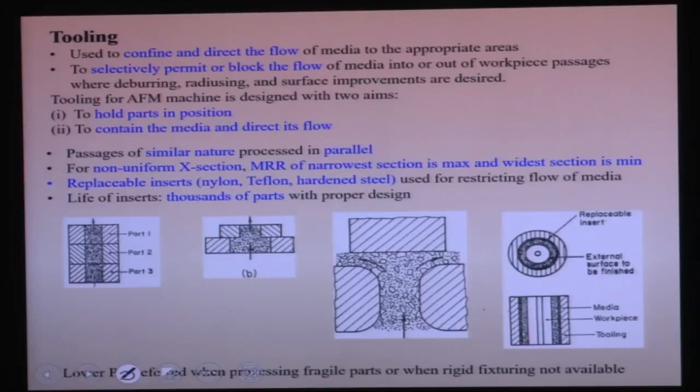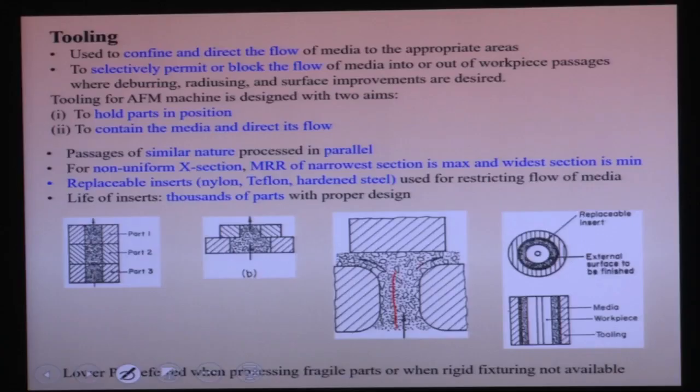Okay, so tooling. What I told is that it is used to confine and direct the flow of media to the appropriate areas, to selectively permit or block the flow. So you have to selectively permit the flow, or you can block the flow. Like you can see here, this media is flowing here, so this portion you want to polish and this portion you want to do the radiusing operation. So for doing this radiusing operation, you have to flow this media like this, you have to take a right turn, here also you have to take a left turn.